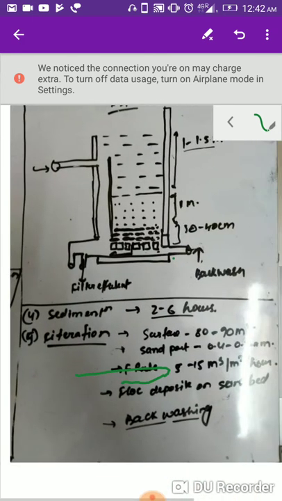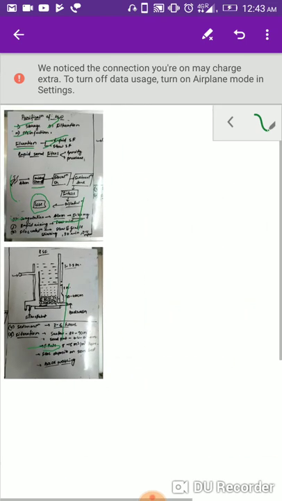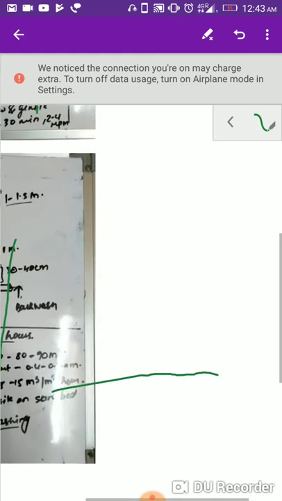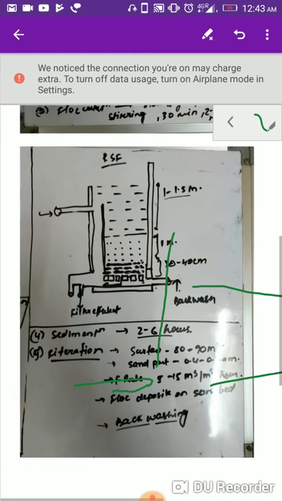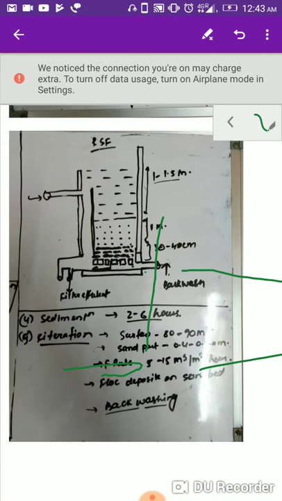The next step in this is sedimentation. In the previous image you can see that the water is then taken to a sedimentation tank, and inside that, sedimentation is done. This sedimentation is done for 2 to 6 hours, and then after this the flock from above is removed and the water is taken into a rapid sand filter. So this is the diagram of a rapid sand filter. From here the water enters the rapid sand filter.